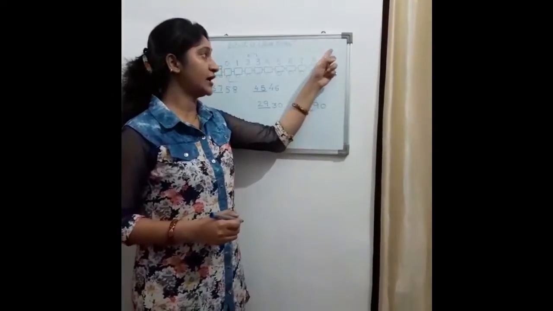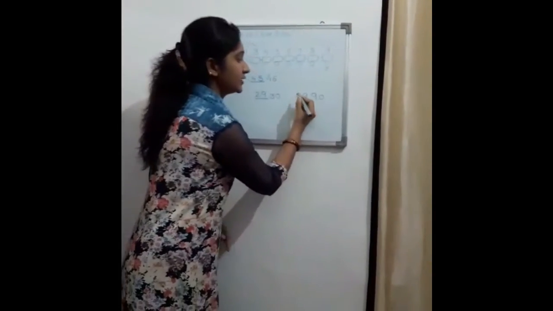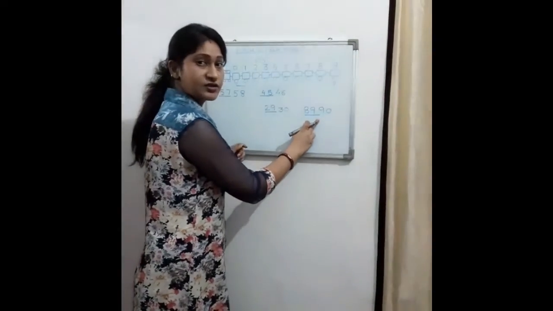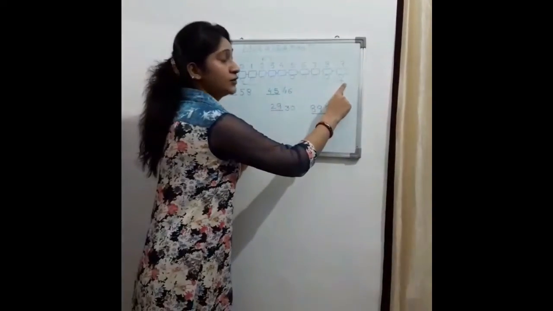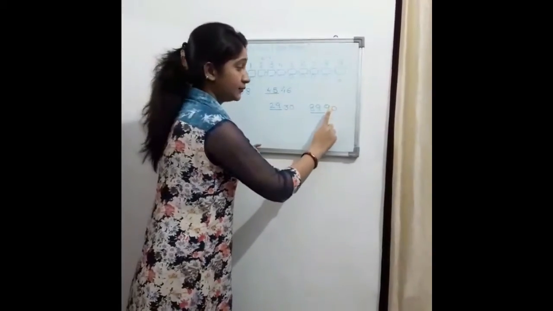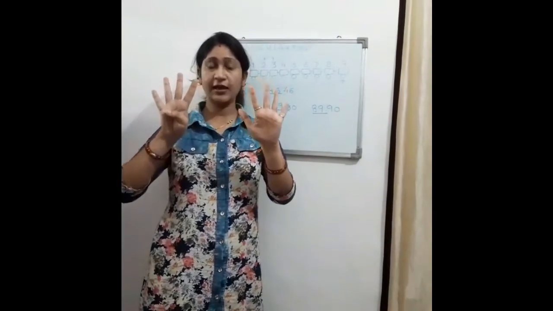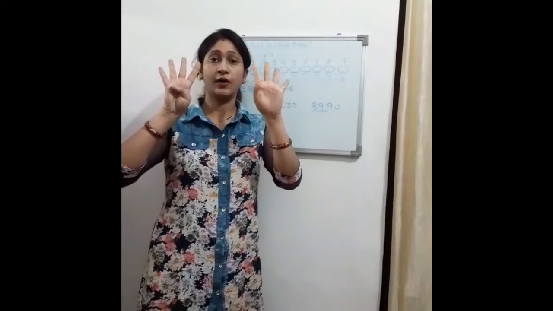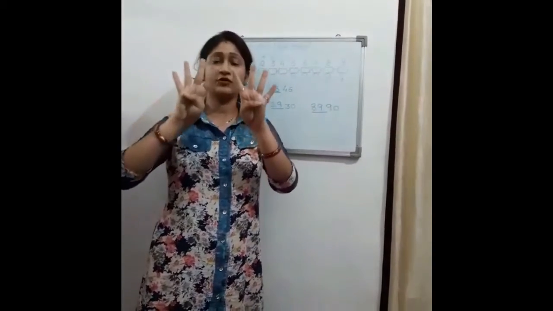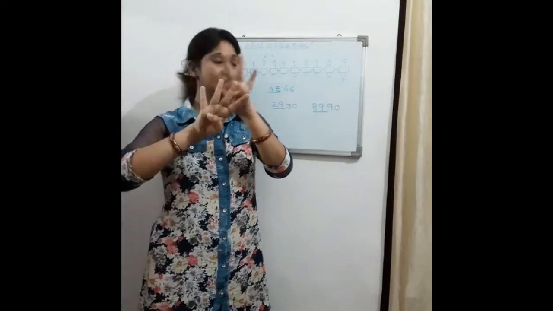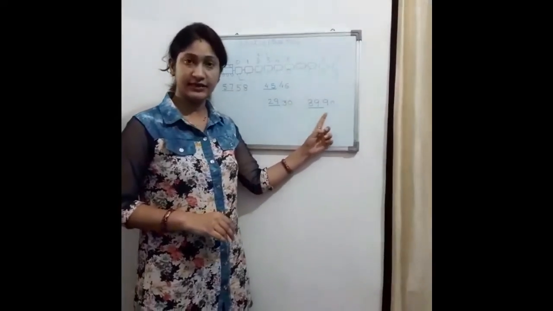Like before 9 what will come? 8. So my answer is 89. We can check this also. As we know that 0 will go to 9, these are 9 fingers, 5 and 4, 9. Okay, so if I do 1 less, what is left with me? 1, 2, 3, 4, 5, 6, 7, 8. I have written 8. So 89 is the correct answer.